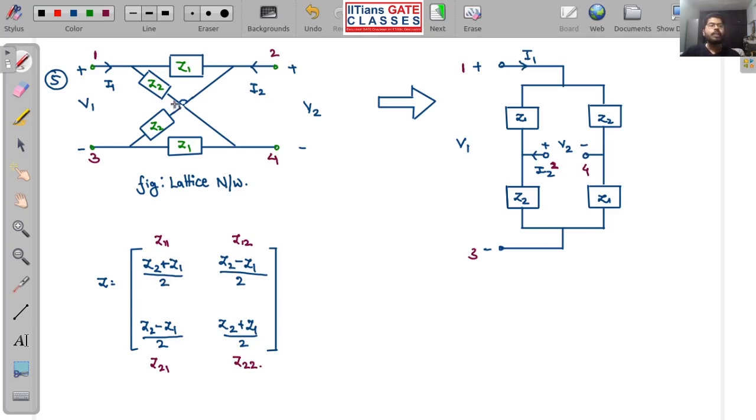So what is my trick to remember this? I don't remember the lattice network like this. For the lattice network, this Z matrix is valid when this impedance is equal to this impedance and this impedance is equal to this impedance. If it doesn't follow this manner, then you cannot write the Z parameter matrix like this. Only for this configuration will you be able to write it. Okay, so remember this.